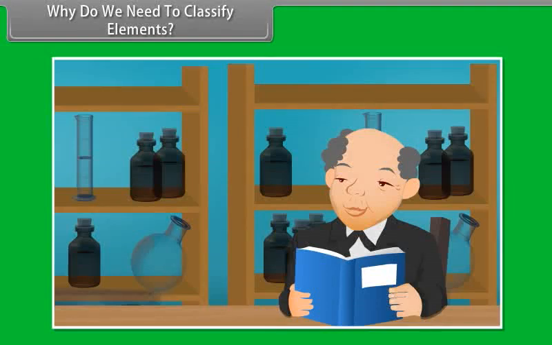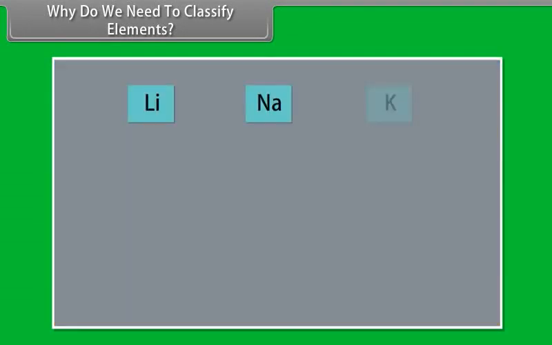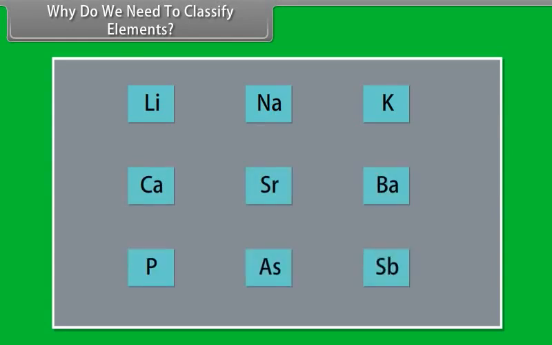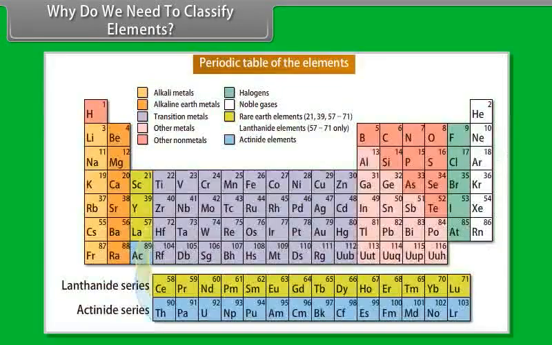Why do we need to classify elements? Before the beginning of 18th century, few elements were known. As the time passes, large number of elements is known, and today we know 114 elements, and now it becomes quite essential to classify them. The classification of elements led to the formation of periodic table.